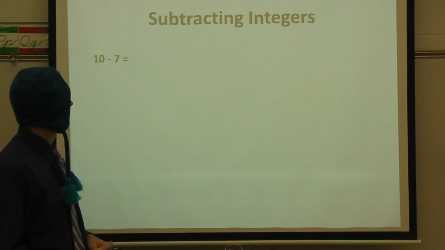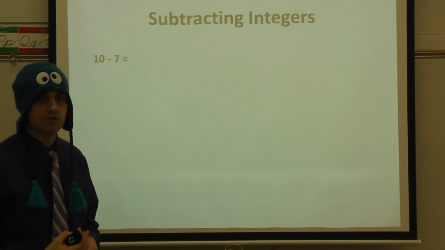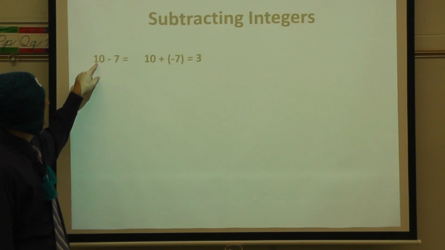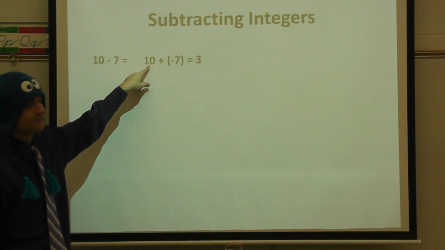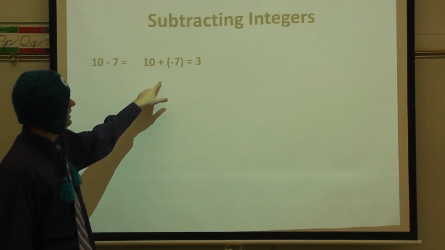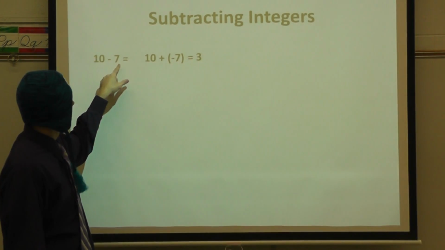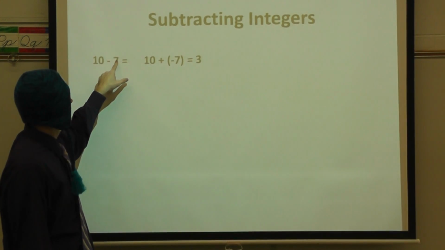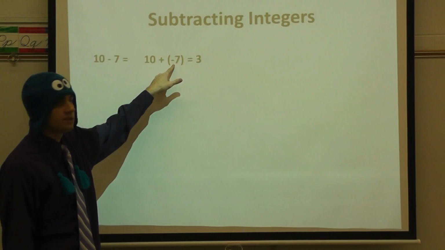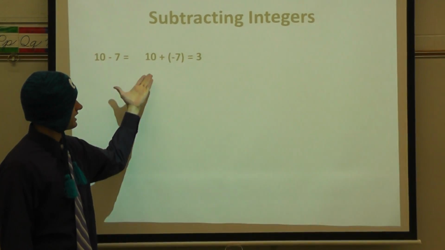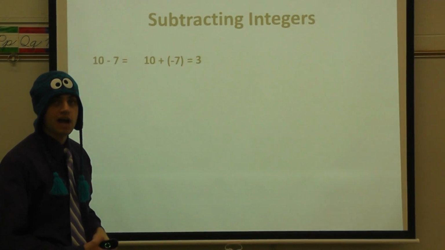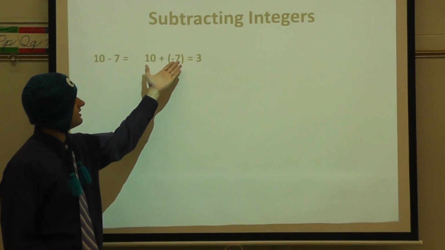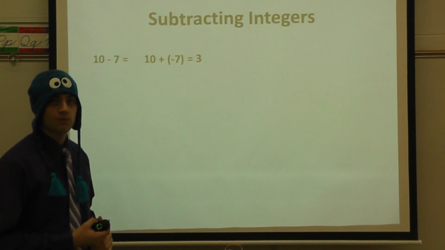Let's take a look at a couple of practice problems here. We're going to follow those 4 steps. If I have 10 minus 7, my first step is to rewrite the 10. My second step is to change the subtraction to addition. And my third step is to write the second integer as an opposite. So the opposite of positive 7 becomes negative 7. Now we're back to our addition problem where you guys can use counters or a number line to solve the problem. 10 plus a negative 7 is going to equal a positive 3.